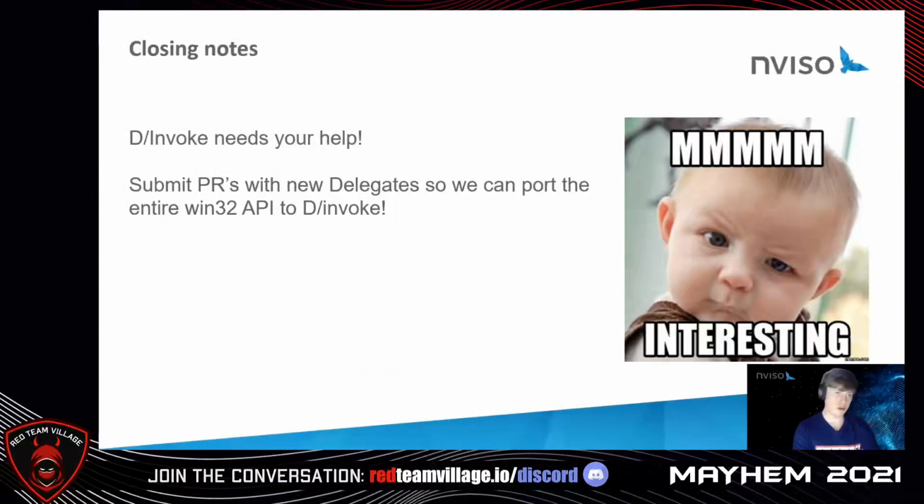And as a closing note, I want to say that deinvoke needs your help. It's an open source project created by the Wover, as I already mentioned several times. I try to submit pull requests every once in a while as well, because I use deinvoke very, very often. So the goal, the dream, is to have the entire Win32 API eventually ported to deinvoke. But as you can imagine, Win32 API is quite big. So there's definitely still a lot of work to be done in order to fully port over the API.